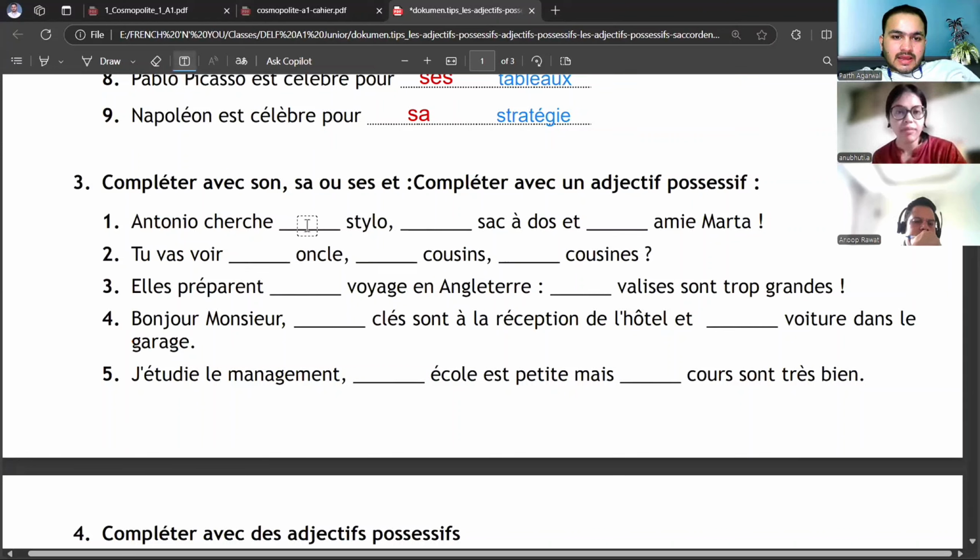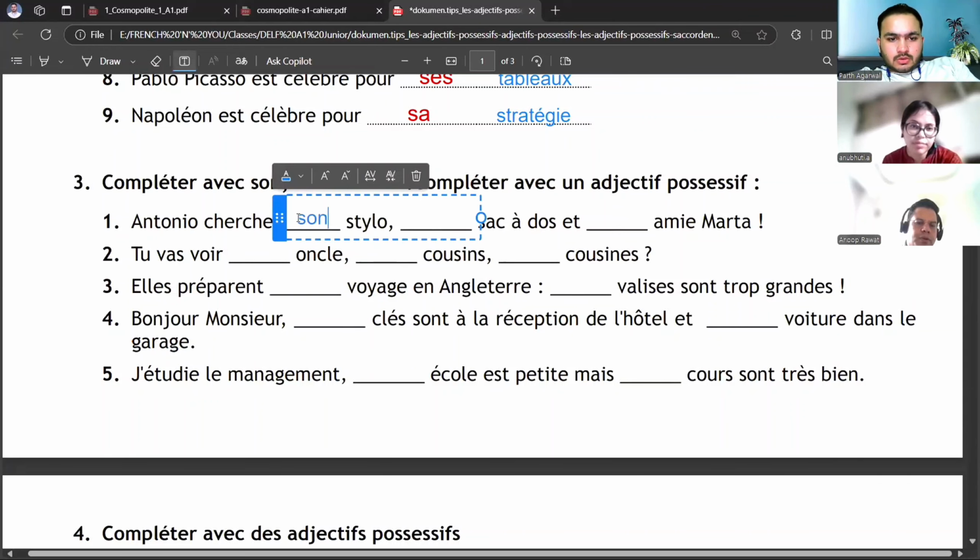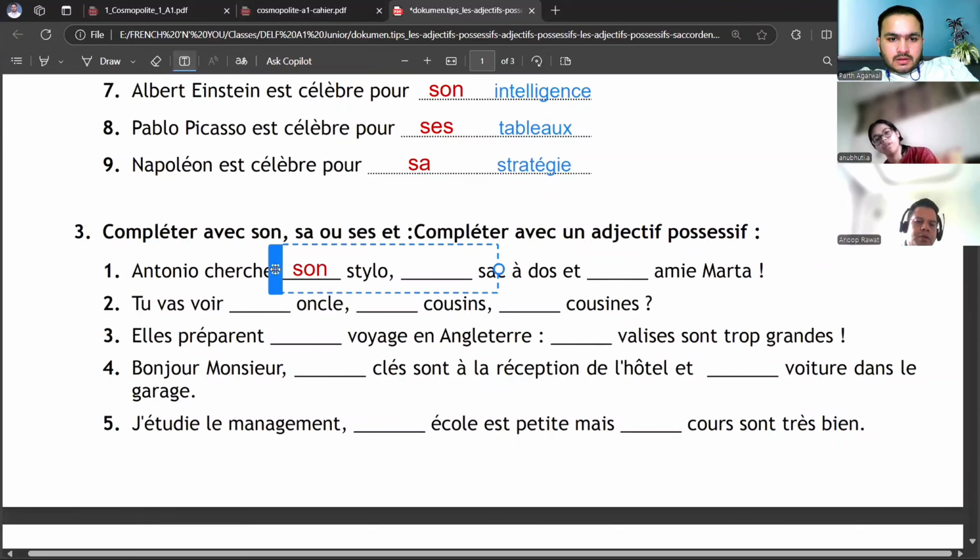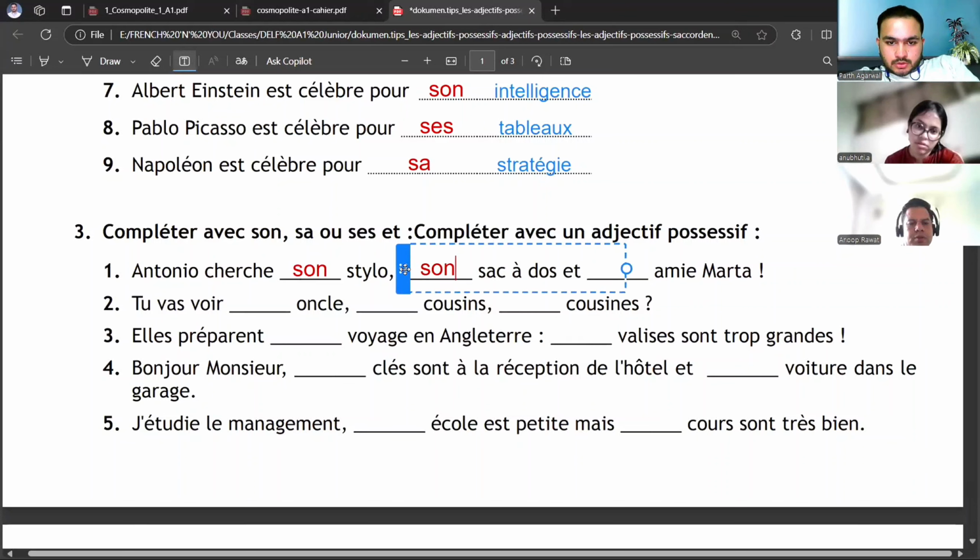Antonio cherche dash stylo. Antonio searches dash pen. So what do you think? Which adjective? His pen, right? So it will be son stylo. Antonio searches his pen. Okay, then dash sac à dos. Sac à dos is the backpack. It's a masculine word. So son sac à dos et son ami. So searches his pen, his bag, and his friend.